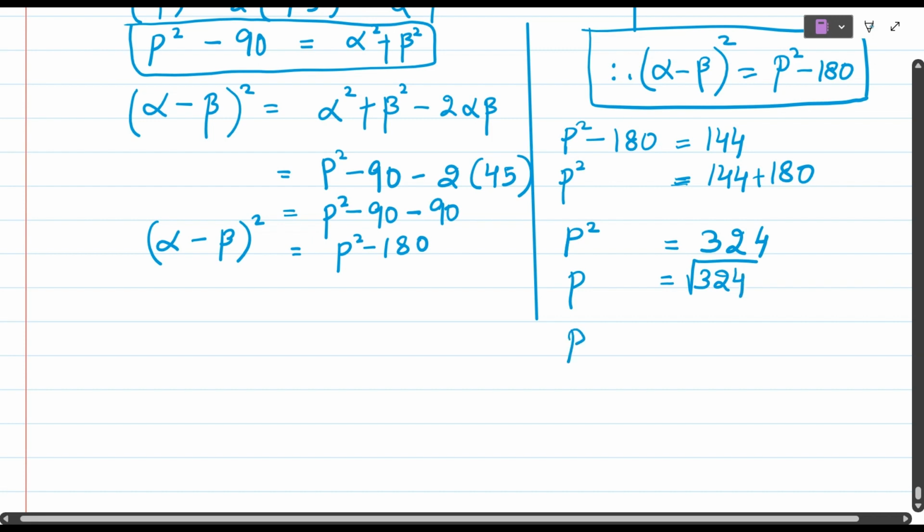Now how to find the value of square root of 324? Just do the prime factorization. So 2 1s are 2, difference 1, 2 6s are 12, 2 2s are 4. Again 2 8s are 16, 2 1s are 2. 81 is divisible by 3, 3 2s are 6, 3 7s are 21, 3 9s are 27, 3 3s are 9 and 3 1s are 3.